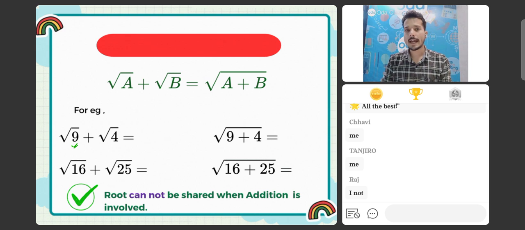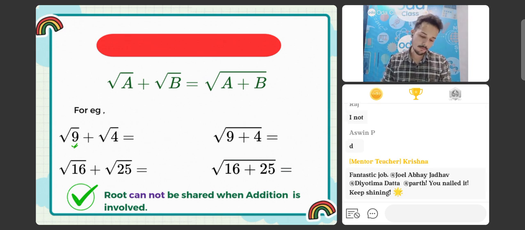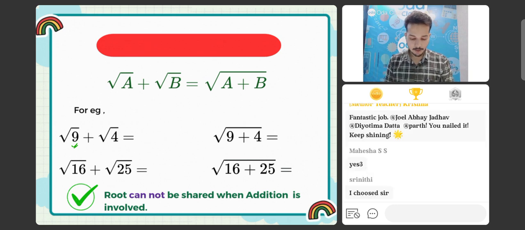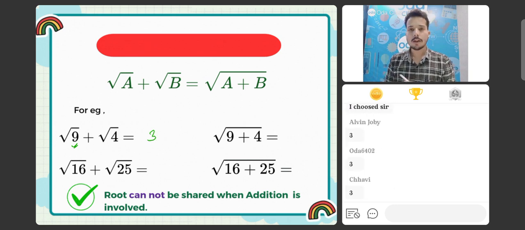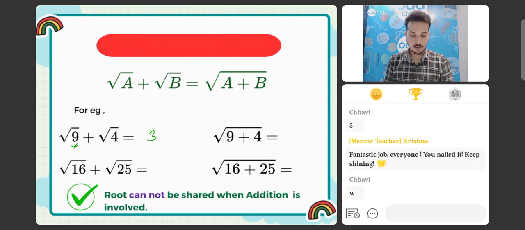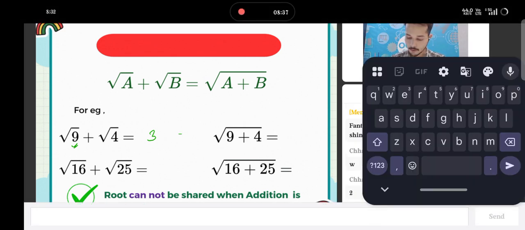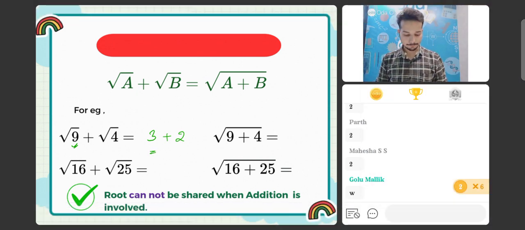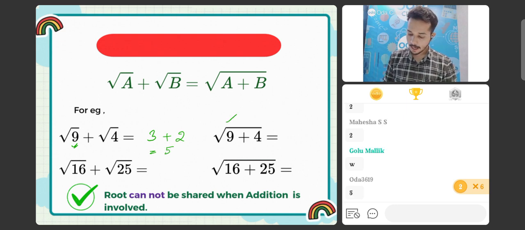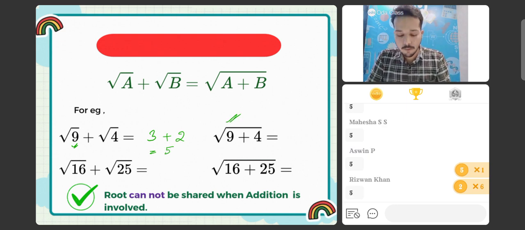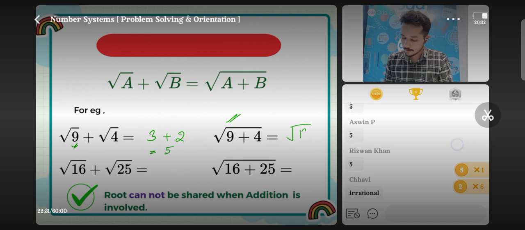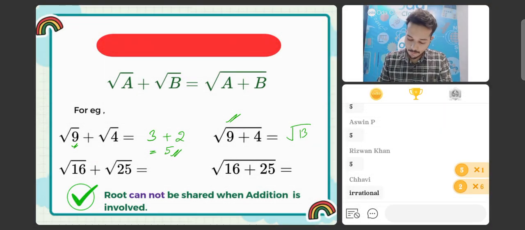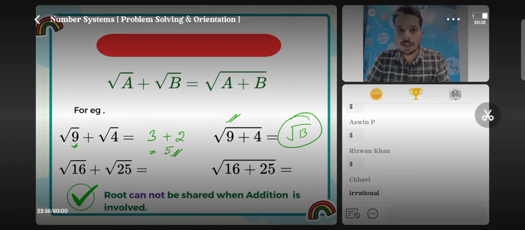What is the value of root 9, students? 3. What is the value of root 4? Sir, 2. If I add them, what am I going to get? 3 plus 2 is how much, everybody? 5. Okay. Now answer this: what is root of 9 plus 4? So root 13. Now, honestly tell me, students, is 5 and root 13 equal to each other?